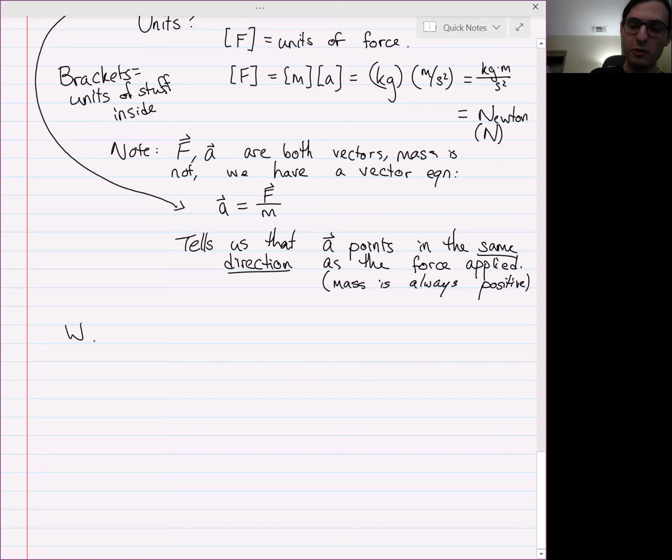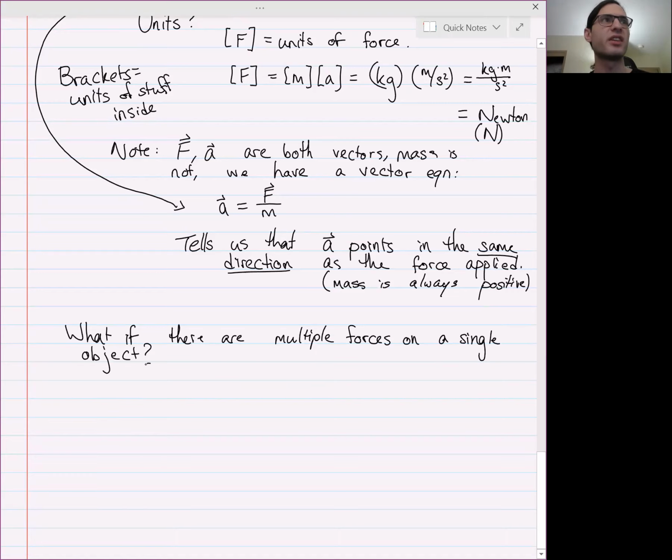What if there are multiple forces all acting on an object, like in the tug of war example? Which force is the one that does the acceleration? That's a totally reasonable thing to ask, right? Well, the answer is we have to be democratic, and we just say all of them do it. They all do the acceleration.